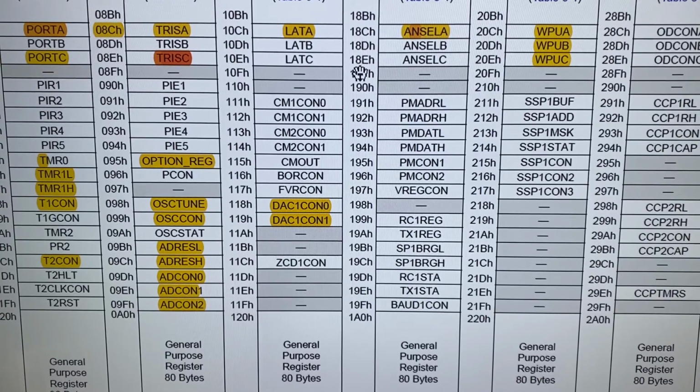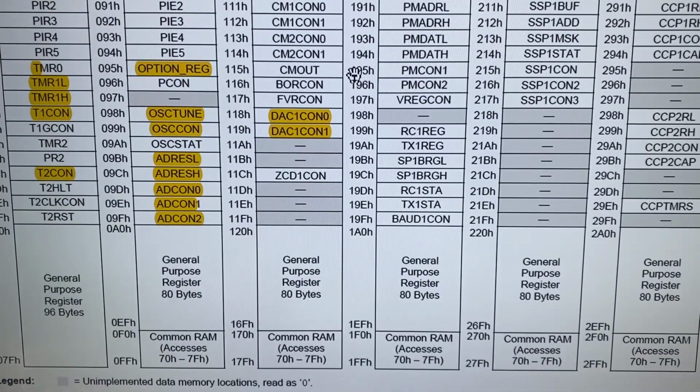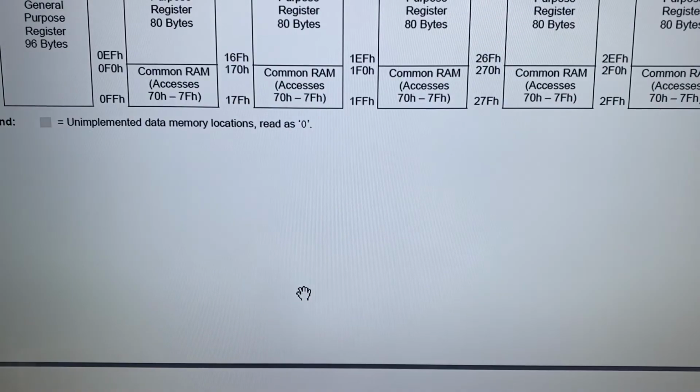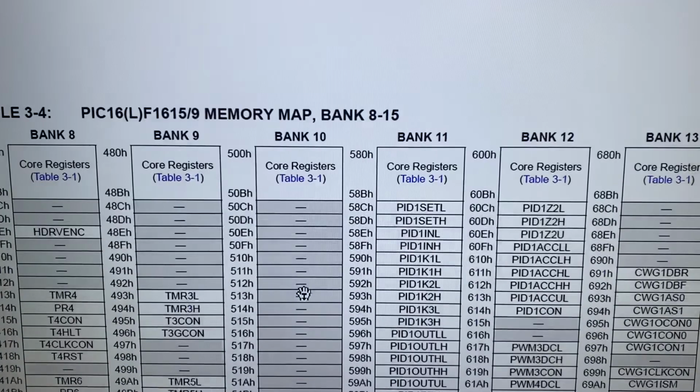That way you don't need to always remember the exact location. Okay, and look at this. This is the common RAM that you have available. These are the range of that common RAM. Right here you have 96 bytes. Right here 80, 80, 80. Okay, for GPR, general purpose registers.